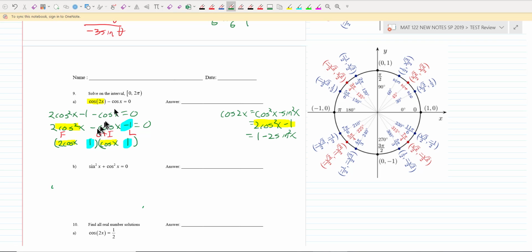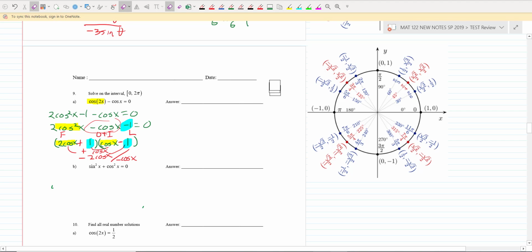Now, again, I got to figure out how the signs go. So this inner term is cosine x. This outer term is 2 cosine x. We're trying to make this add up to negative cosine x. So the way to do that is to have a minus 2 cosine and a plus cosine. So we want to have a positive here to get that positive cosine and a negative here to get that negative 2 cosine. So that's how you would approach that problem.